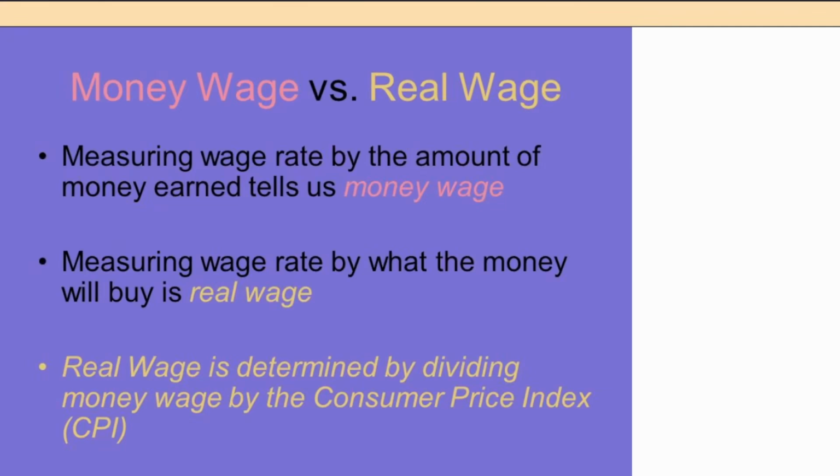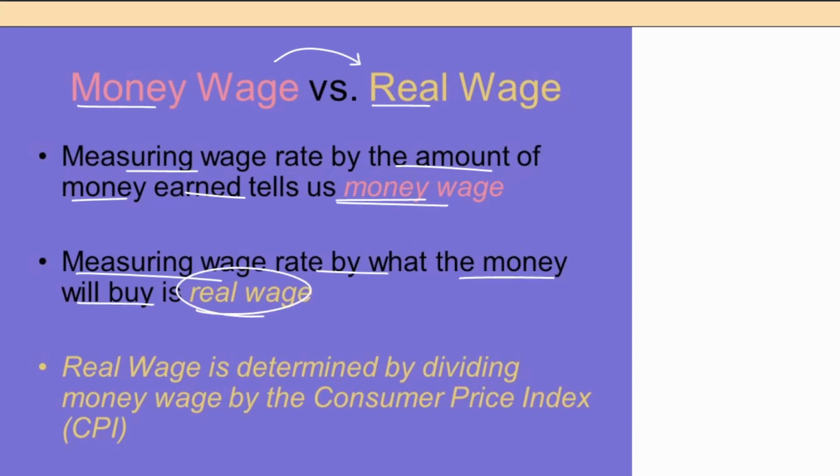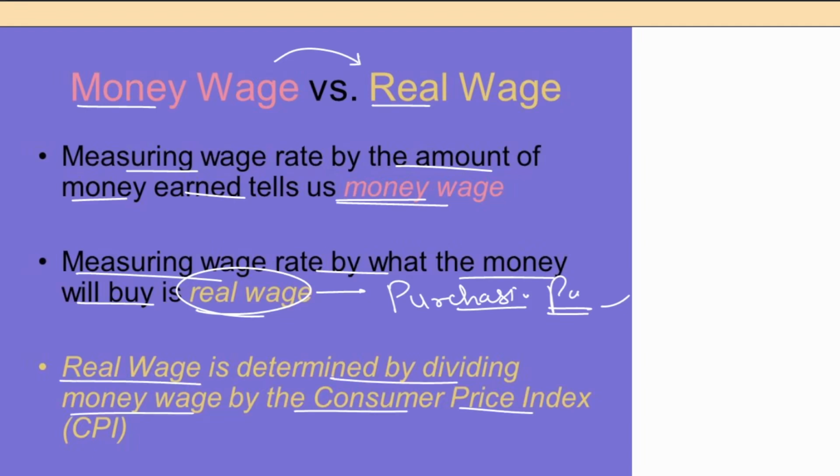That means even if the money wage increases, the real wage decreases. Okay, so measuring wage rate by the amount of money earned tells us the money wage, just simply the money earned. And measuring wage rate by what money will buy is real wage. So this decides the purchasing power, how much that money can buy today. Okay, real wage is determined by dividing money wage by the consumer price index, CPI, or basically inflation.